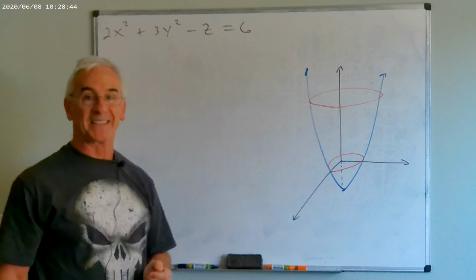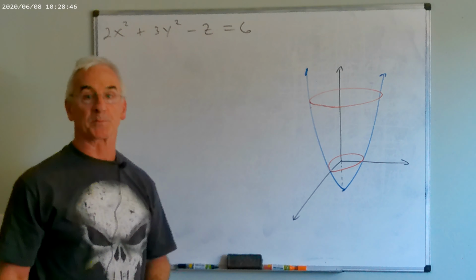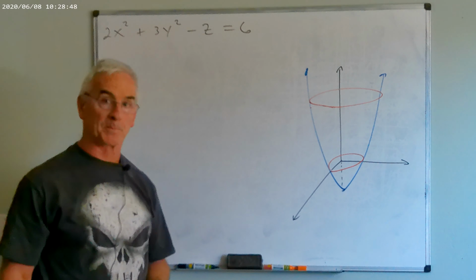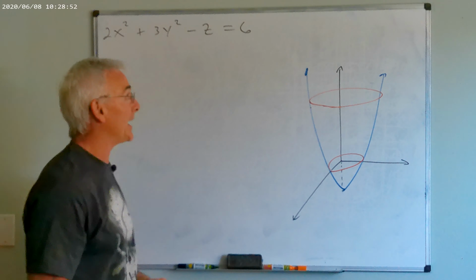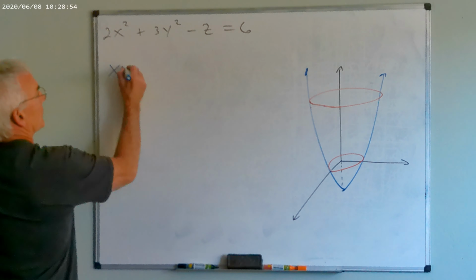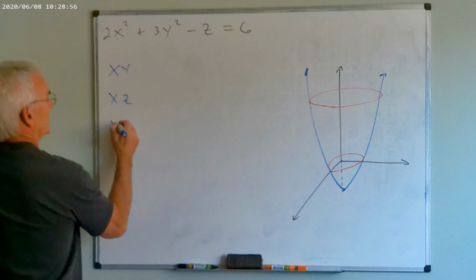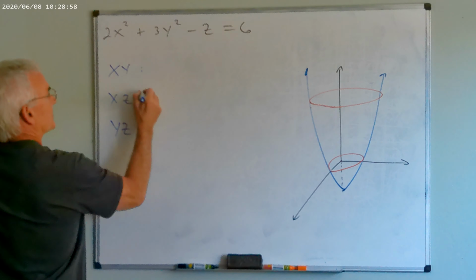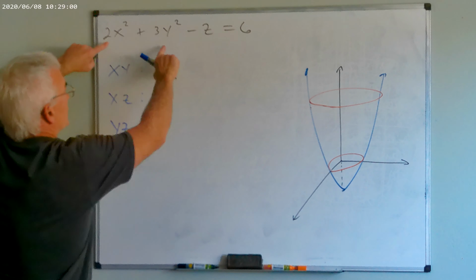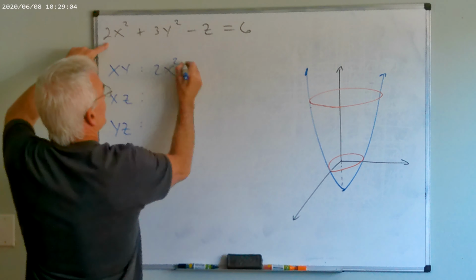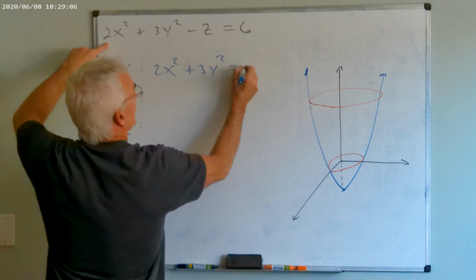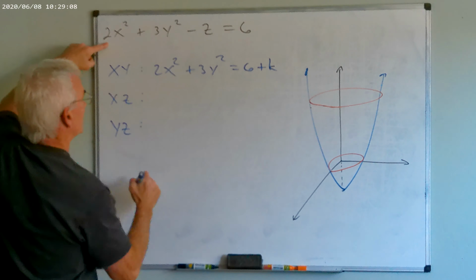A cross section is not replacing the variable with a specific number. That's something else, and especially replacing a variable with 0 might actually produce an impossible graph. So I want to consider the xy, xz, and yz cross sections. The xy means I replace z with a constant. So this would be the equation 2x squared plus 3y squared equals 6 plus k.